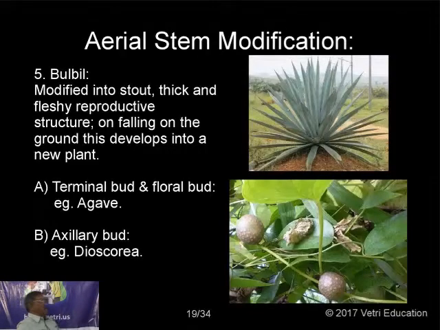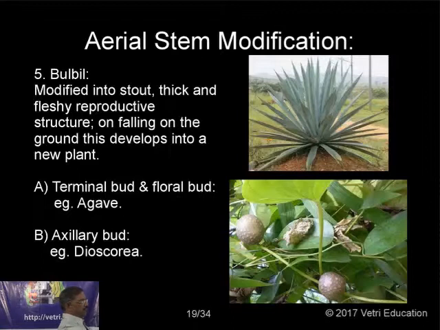The next one, bulbil. Bulbil is nothing but modified stem parts, modified into stout, thick and fleshy reproductive structures. They develop in the axil of the leaf, sometimes at the tip of the plants, and they may be removed and develop into new plants. In the first diagram, the terminal bud is modified, that is in agave. In the second one, the axillary buds are modified into bulbils. Here you can find the axillary buds. They will be removed and develop into new plants.